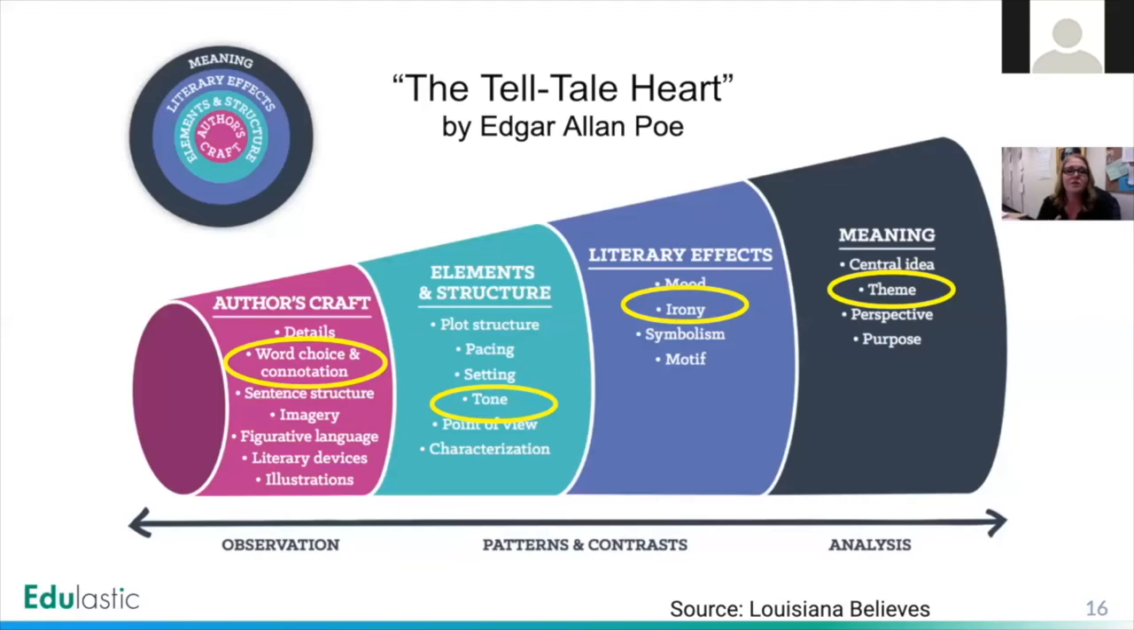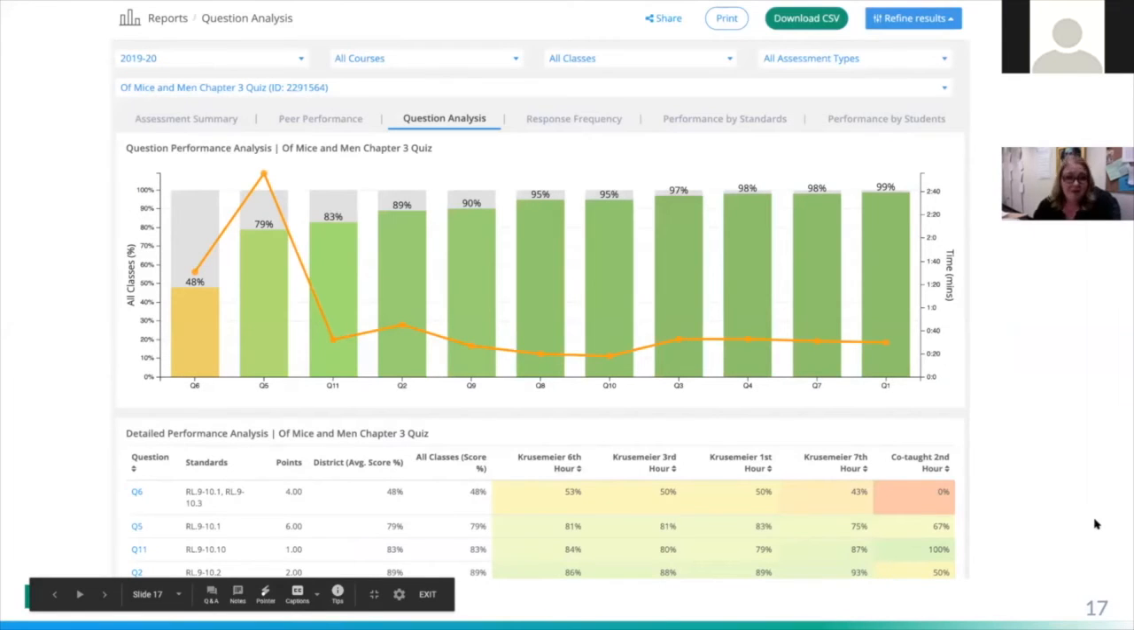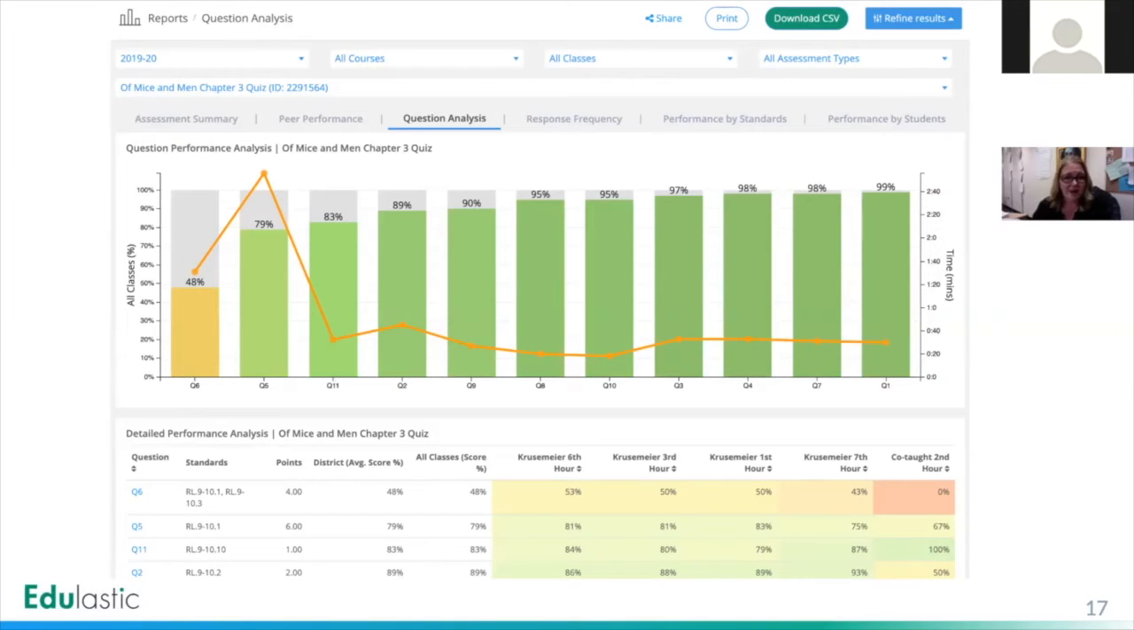So this is the way that I structure the item sets that I'm putting into Edulastic. But this is also the way that I'm going to look at my data when it comes back from Edulastic. So I love everything Edulastic, and I'm not just saying that because I'm a panelist on this webinar. I offered to be a panelist because I love everything Edulastic.